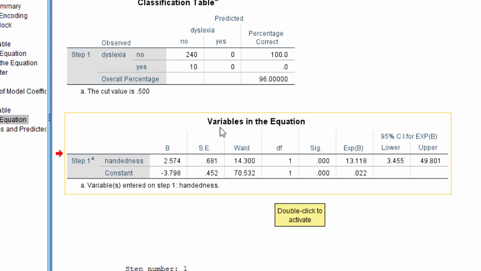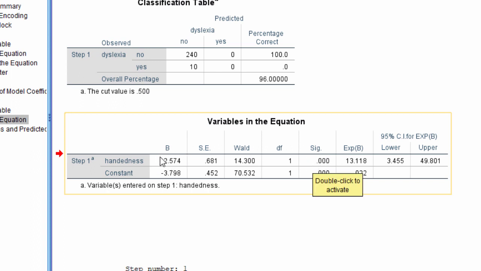So now here's the variables in the equation, and this is including handedness as a predictor in the model. And we can see that handedness has an unstandardized beta weight of 2.574. I talk later in the textbook about how to calculate a standardized beta weight in a multiple regression context, so check that out if you're interested. Here's the standard error associated with the unstandardized beta weight, and here's the Wald statistic, which is a bit of an unusual statistic. It's not a t-value, it's not a chi-square value, it's its own thing, and it's equal to 14.30, and with 1 degree of freedom, that is statistically significant, p less than 0.001.